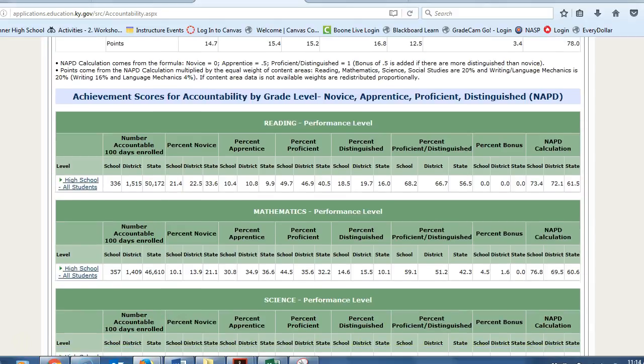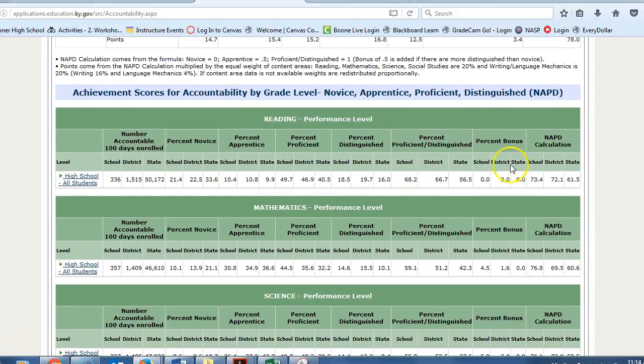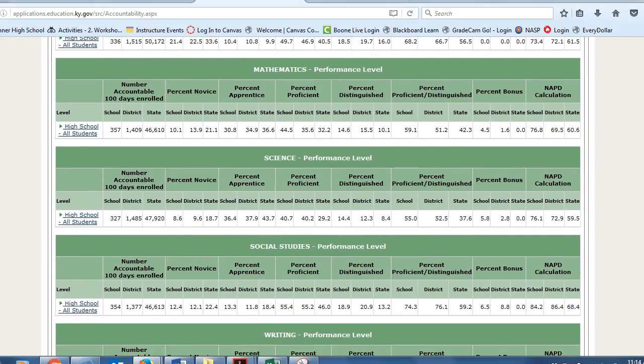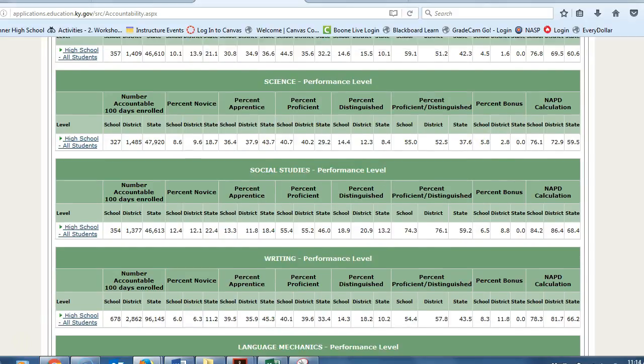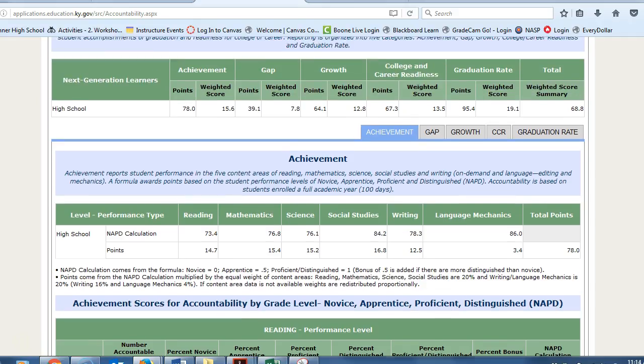Now the things that you're going to be looking for: we're going to be looking at percent bonus, how we get bonus, how it is calculated, and we're also going to be looking at this percent novice. So those are the main areas that you're going to be looking. Some have bonus, some don't have bonus. Those are the main things that you're going to be working through in this section.